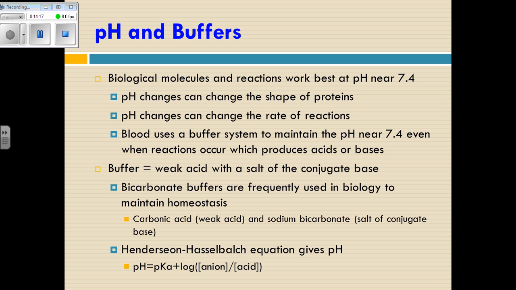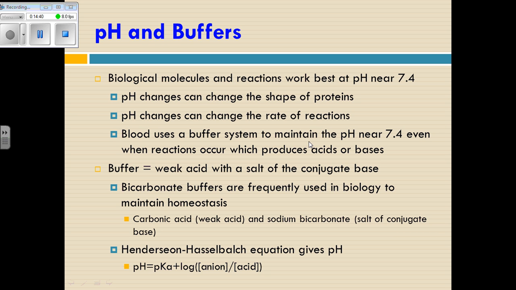And so the hydrophobic and hydrophilic areas of the protein are going to get messed up, and then that messes up the shape of the protein itself. pH changes can also change the rate of reaction, because again, it's going to mess with this equilibrium constant a little bit. So biologically, it's really important we stay near a pH of 7.4.